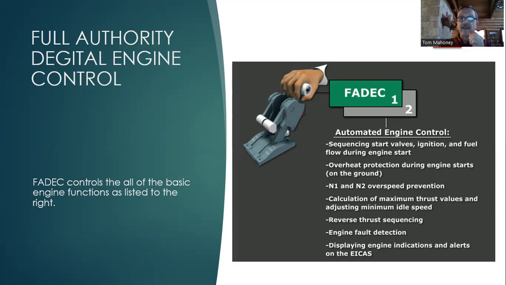So let's take a look at what it does specifically. It sequences start valves, ignition, and fuel flow during engine start. In the old days, if you were starting a DC-9 engine, you were the FADEC. You had to make sure these valves were open, the ignition was on, the fuel was flowing before you actually started the engine. Well, today, FADEC will take care of all of that for you.